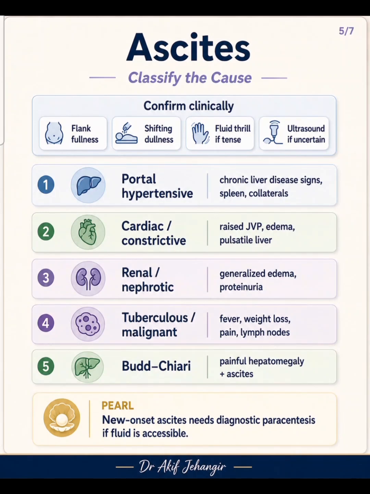Renal or nephrotic causes give generalized edema and proteinuria. Tuberculous or malignant ascites may present with fever, weight loss, abdominal pain, or lymph nodes. Painful hepatomegaly with ascites should make you think of Budd-Chiari syndrome. The key safety pearl is simple: new-onset ascites needs diagnostic paracentesis if fluid is accessible.